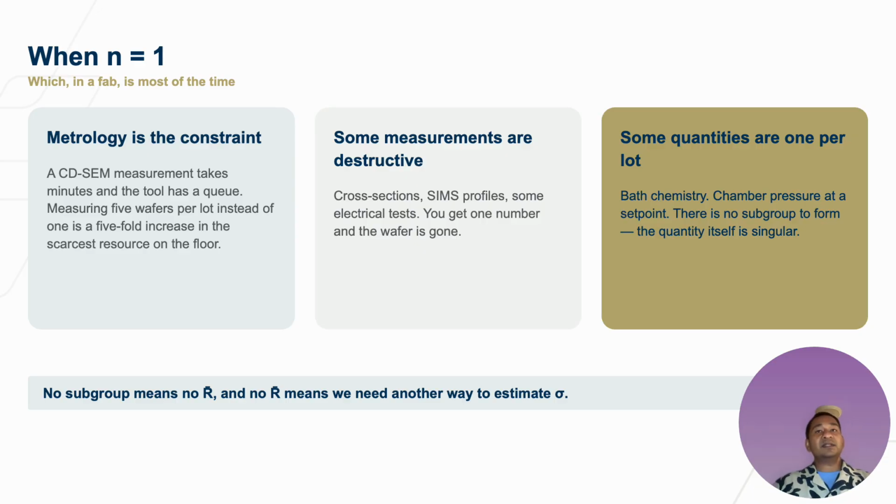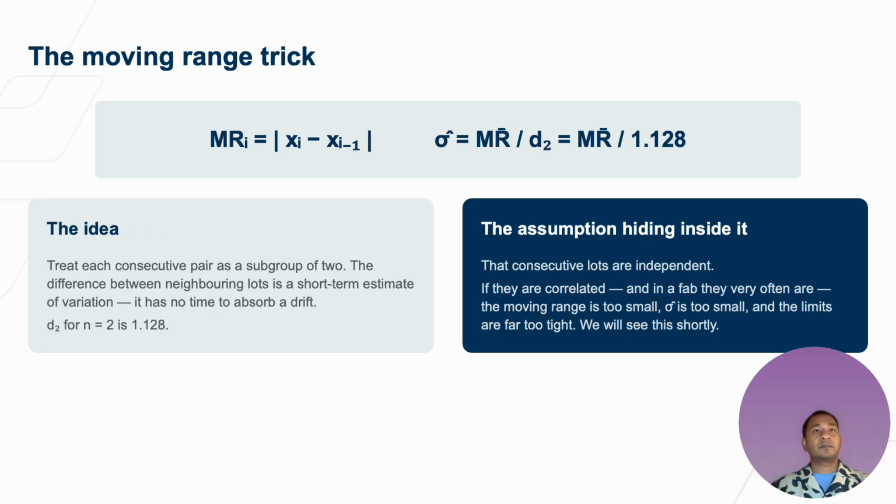No subgroup means no range within a subgroup. No range means no R bar, and no R bar means we lost our estimator for sigma. So we need another one. The trick is neat. Treat each consecutive pair of lots as a subgroup of 2. The moving range is the absolute difference between neighboring measurements. Average those, divide by d2 for n equals 2, which is 1.128, and you have an estimate of sigma.